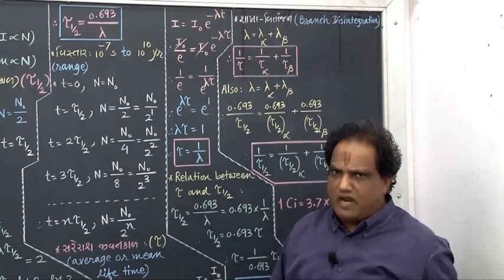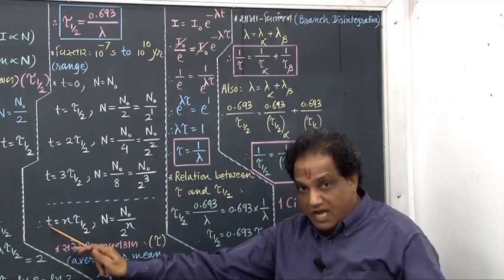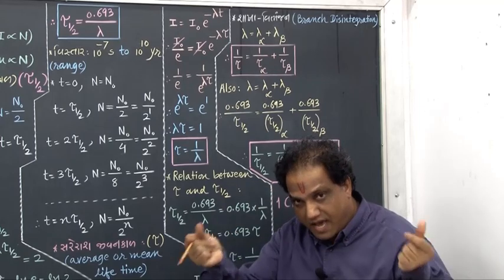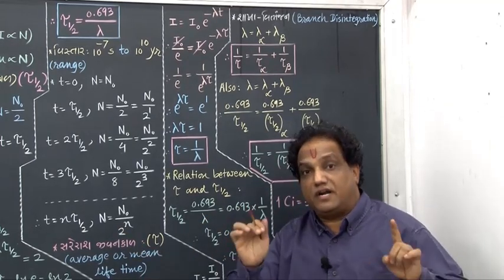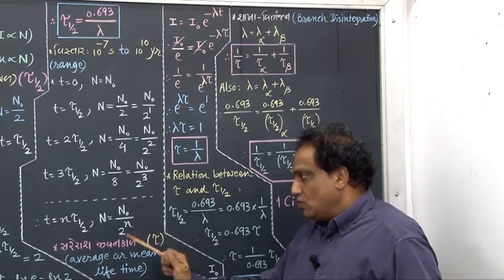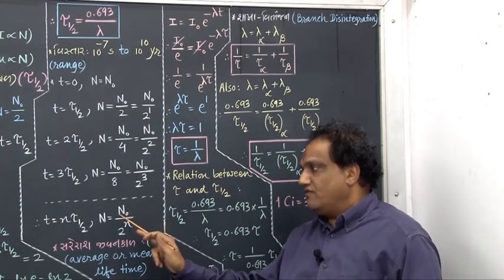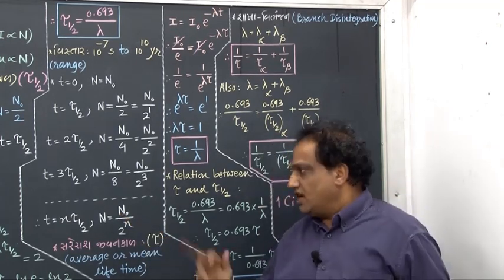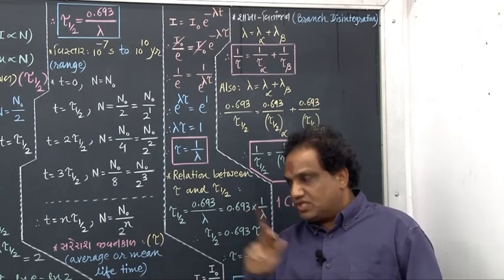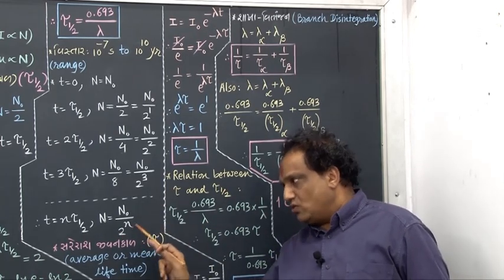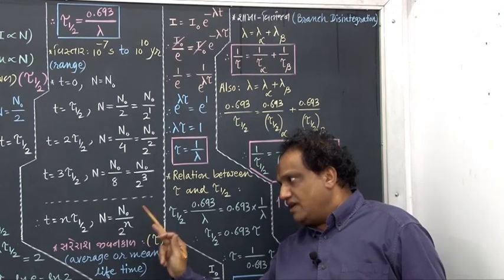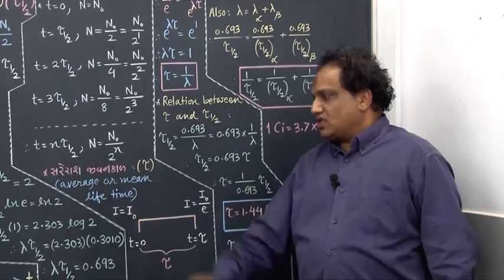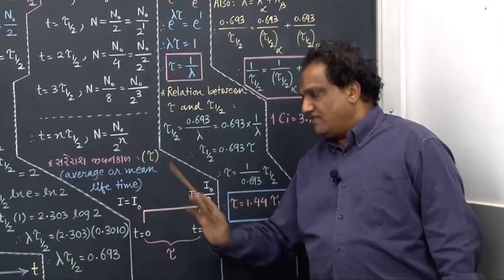So for any radioactive element, remember, if you allow a time interval to lapse which is equal to n times its half-life, then the number of undisintegrated atoms reduces to the 2 raised to nth part of the initial number of undisintegrated atoms. Or it will become 1 upon 2 raised to n times N0. Either you say N0 upon 2 raised to n, or you say 1 upon 2 raised to n into N0. Got it?